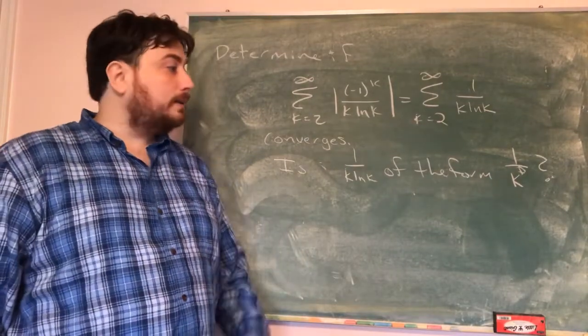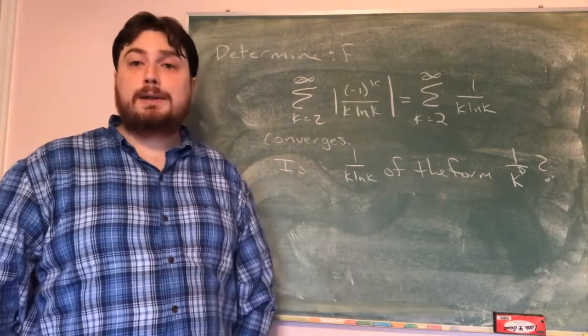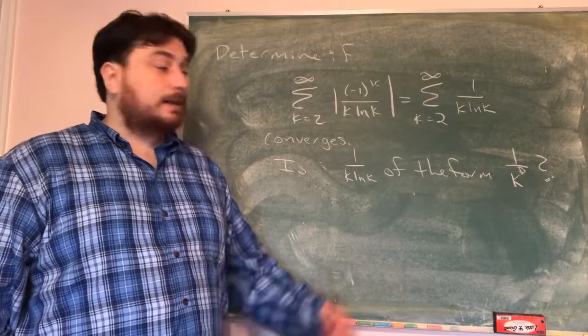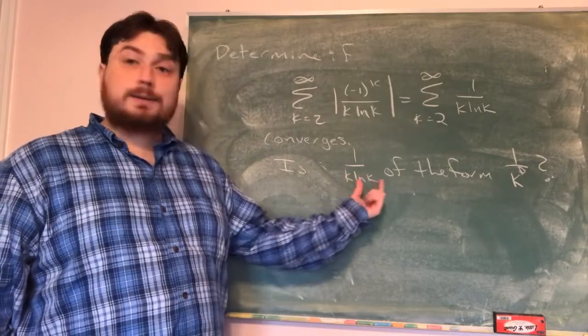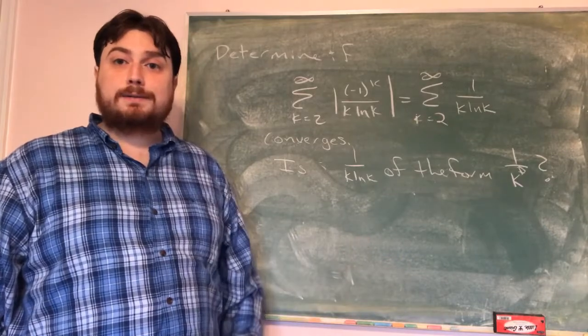Now, in order to narrow down what type of rational function it is, we're going to say, is this of the form 1 over k to the p? That is, does it look exactly like a p series? No, it does not. It does not because it's not k to the p, it's k times natural log of k. Because I have this natural log in here, it's not exactly right.